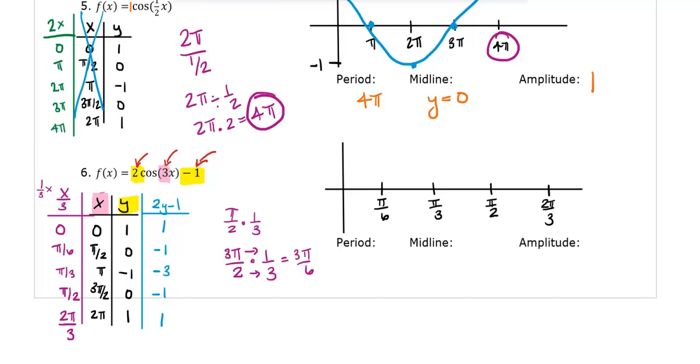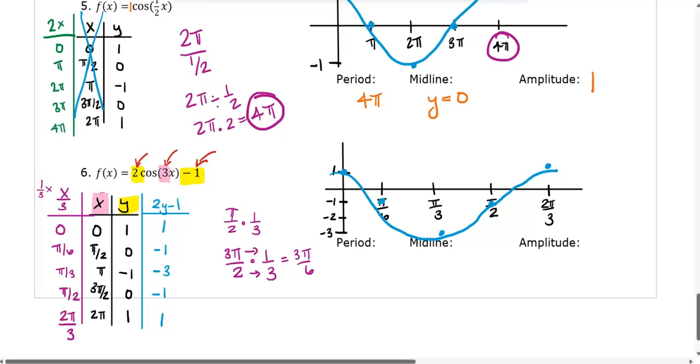So at 0, my output value is 1. Oh, sorry, I didn't label my y-axis. I need to do that. So this would be 1. I got 0 here, and I'm going to go -1, -2, and -3. So now, here at 0, we're up at 1. Pi over 6, we're at -1. Pi over 3, I'm at -3. Pi over 2, I'm back at -1. And 2 pi over 3, I'm back up at 1. So I have this little shape right here.